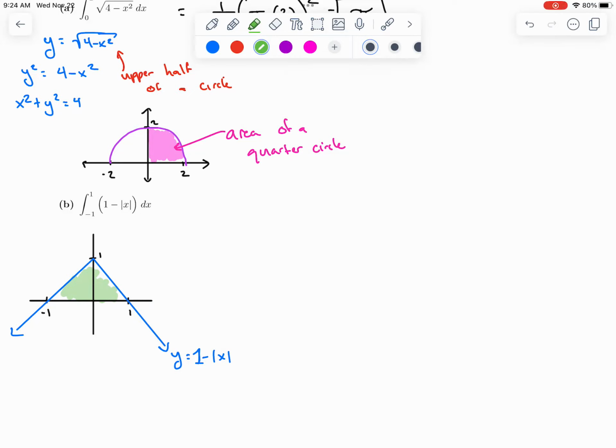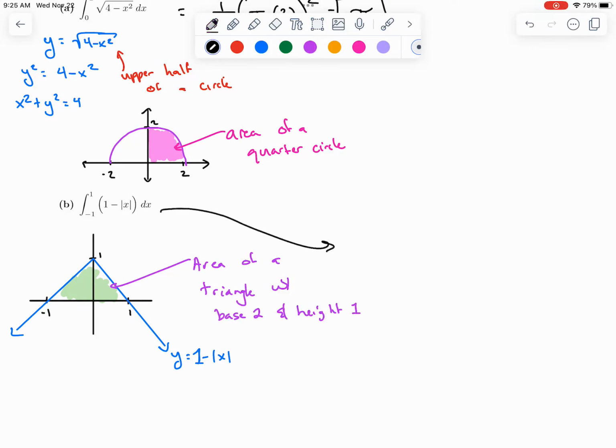But it's the area of a triangle with base 2 and height 1. So the area of this region, since it's above the x-axis, we don't need to tack on a negative sign. Well, we're going to be computing it by geometric terms anyways. We're not going to be using the integral formula at all. So this becomes 1/2 the base, which is 2, times the height, which is 1, which is just 1.